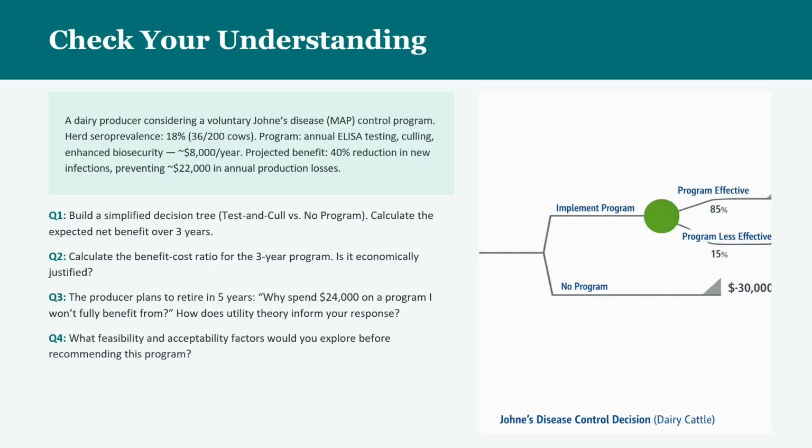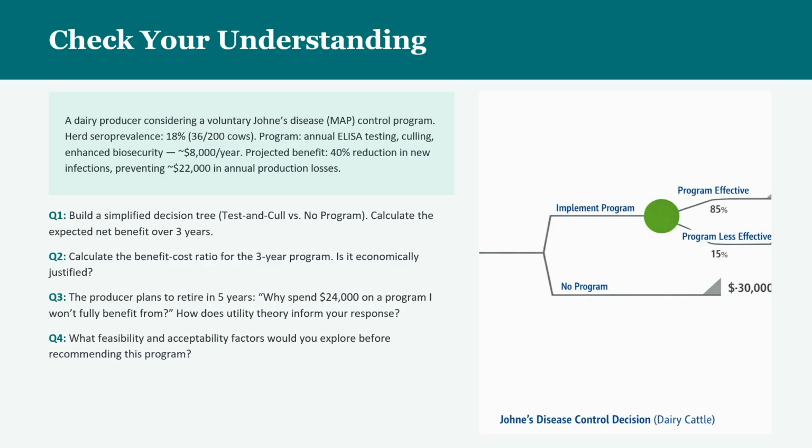Question 3, utility theory and the retiring producer. The producer is expressing a time horizon in utility problem, not irrational behavior. A Johne's control program takes 5 to 10 years to meaningfully reduce herd seroprevalence. However, the herd sale value matters. A herd with documented declining MAP surveillance can command a 200 to 400 per cow premium. For a 200 cow herd at a 300 per cow premium, that's a $60,000 increase in sale value against a 24,000 program cost, a BCR of 2.5.